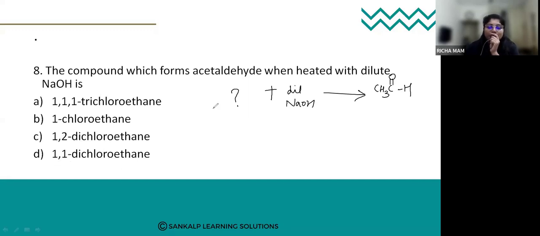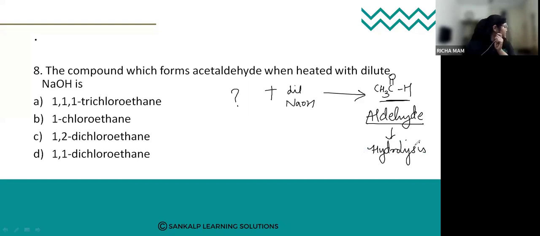Now, how are aldehydes obtained? This is an aldehyde. How is this aldehyde obtained? Aldehydes are obtained by hydrolysis. So by doing hydrolysis, what is obtained? Yes, aldehydes are obtained. Right.